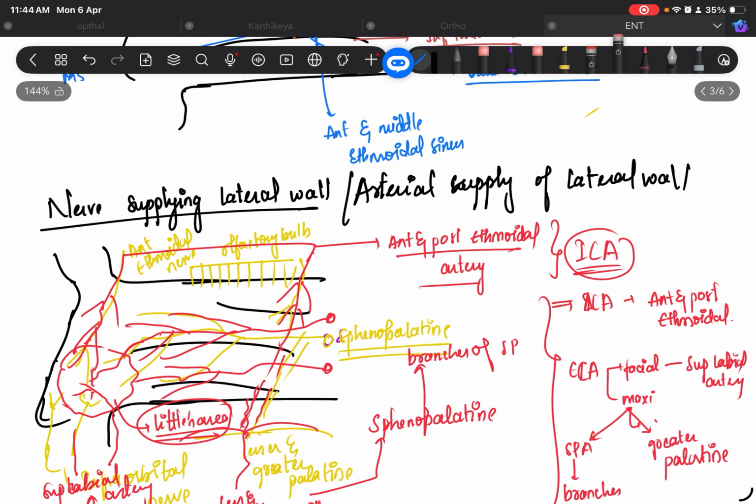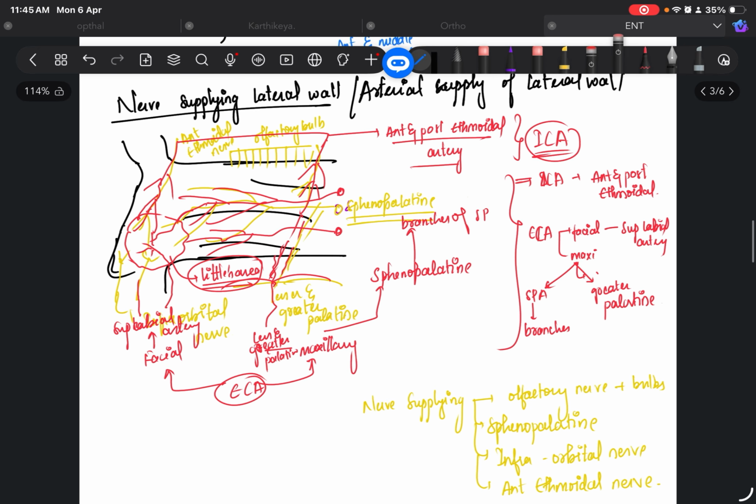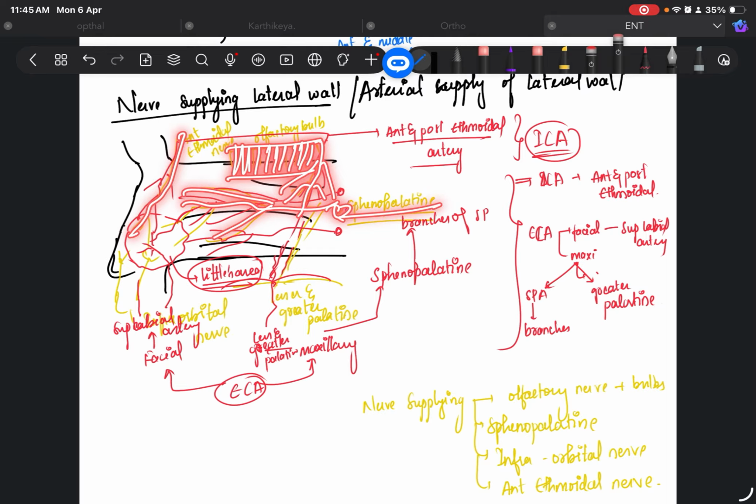Now coming to the blood supply and the nerve supply of the lateral wall. The nerves supplying the lateral wall are the olfactory nerve and bulb, the nasopalatine, infraorbital nerve, and anterior ethmoidal nerve. This is the anterior ethmoidal nerve, the olfactory bulb, which is contained here, the olfactory nerve, the nasopalatine nerve, the lesser palatine nerve, and the infraorbital nerve, which is at the anterior inferior part.